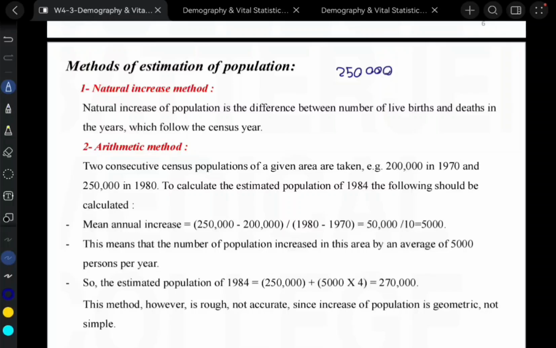I will just rewrite it here so it looks a little bit more neat. Minus 200,000 over 1980 minus 1970, which is 10. So in short, 50,000 over 10, right? Which equals 5,000. That's the annual increase. So every year it has increased by 5,000.